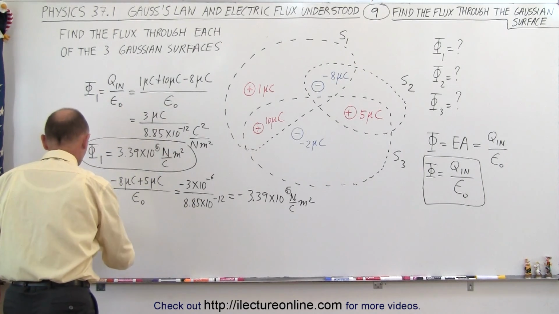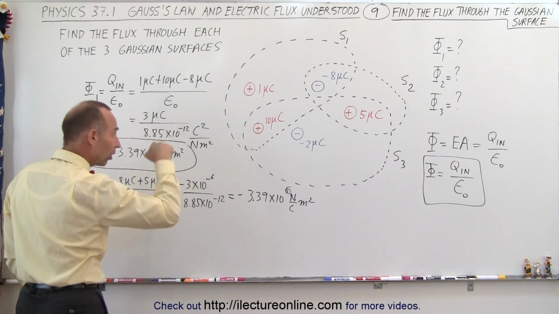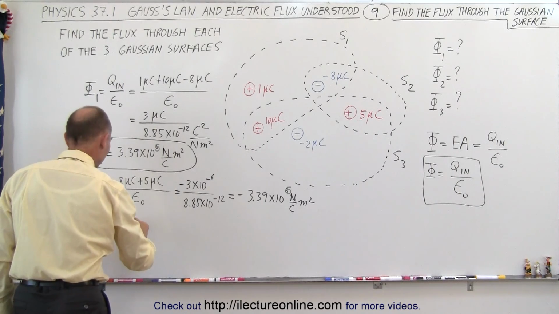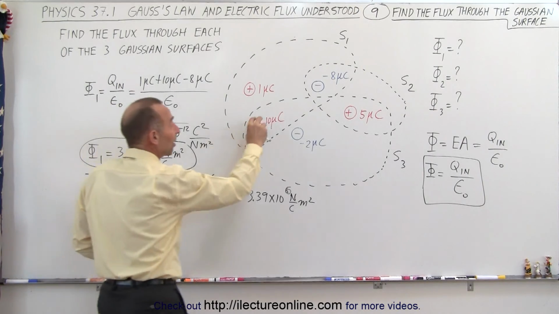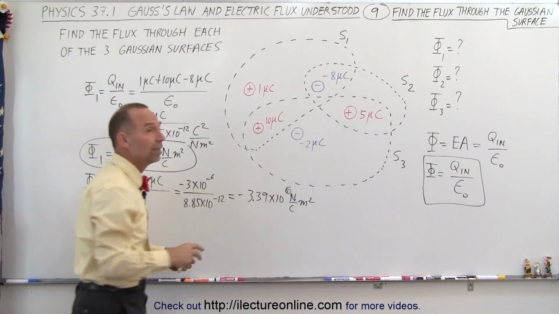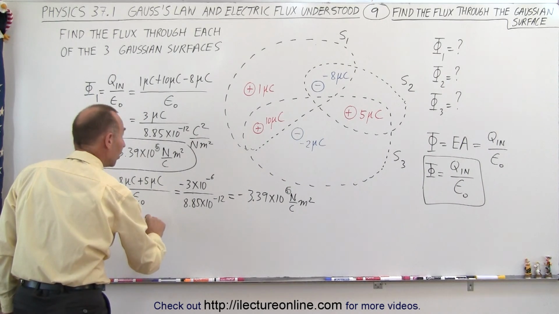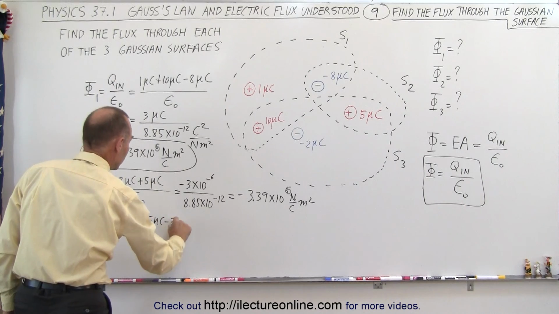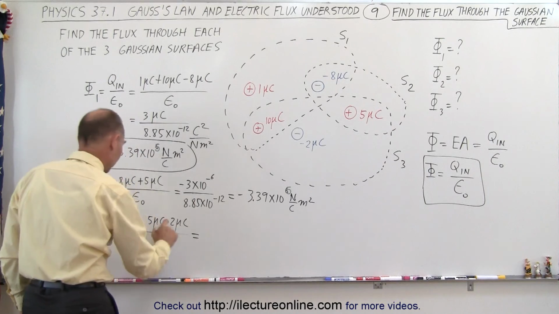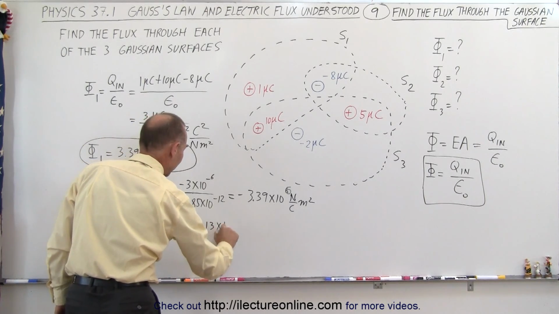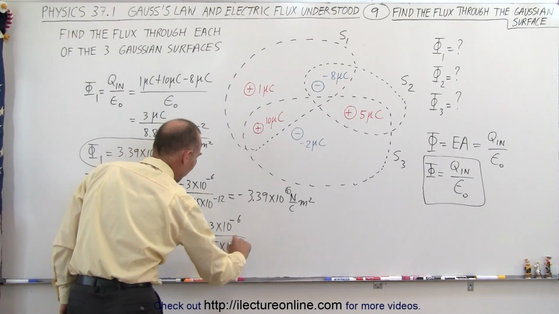And then for flux 3, we add all the charges together. In essence, adding all the flux together would be correct, because we could do it separately. We can calculate the flux for each of the 3 charges and simply add the flux together. So we have 10 microcoulombs plus 5 microcoulombs minus 2 microcoulombs divided by epsilon sub naught. This is equal to 13 times 10 to the minus 6 divided by 8.85 times 10 to the minus 12.